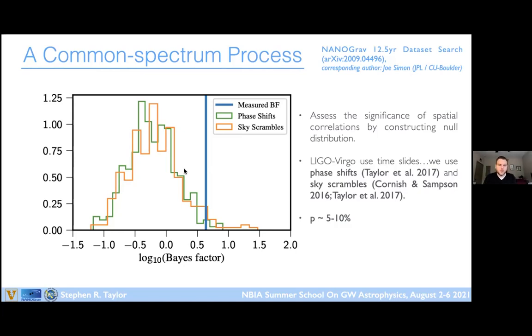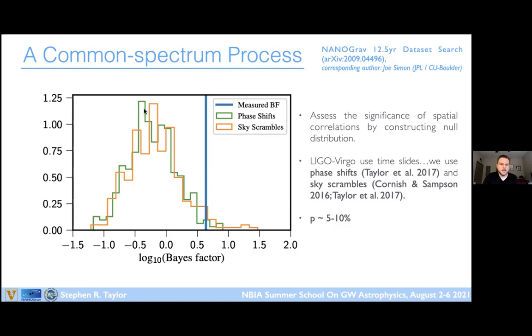The way we do this is that we add random phases to different representations of the signal in our pulsars, or we scramble the pulsar positions on the sky. And that means we're getting rid of any real cross correlations in our data set. So we're essentially trying to scramble the presence of any type of cross correlations in our data. And then the Bayes factor we measure is a representation of how often spurious noise fluctuations can conspire to create significant cross correlations, specifically, significant cross correlations that have a Hellings and Downs shape.